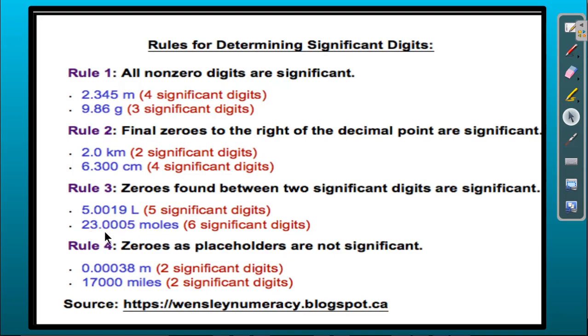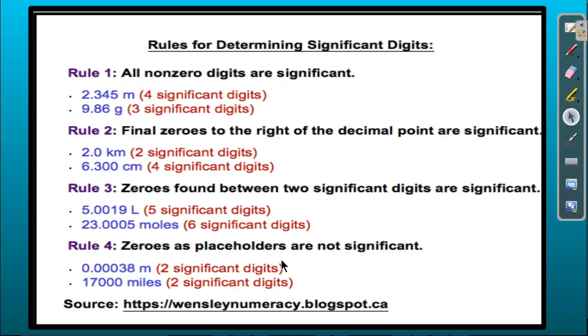This one right here, these 3 zeros between 3 and 5. 3 and 5 are significant. The zeros now have become significant as well. So that's 1, 2, 3, 4, 5, and 6. Rule number 4, zeros as placeholders are not significant.